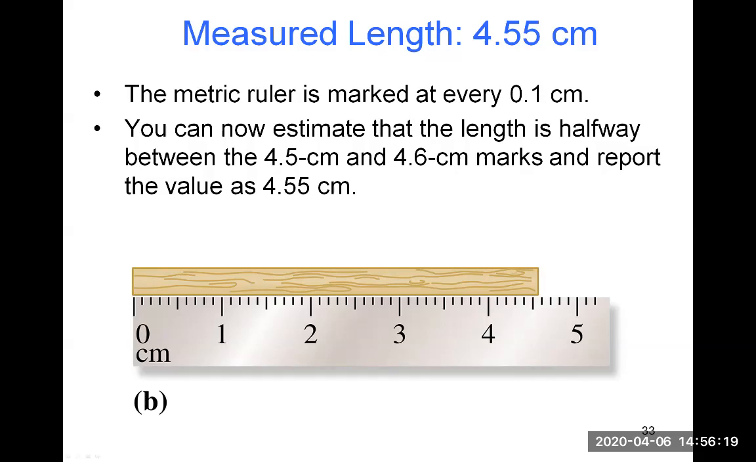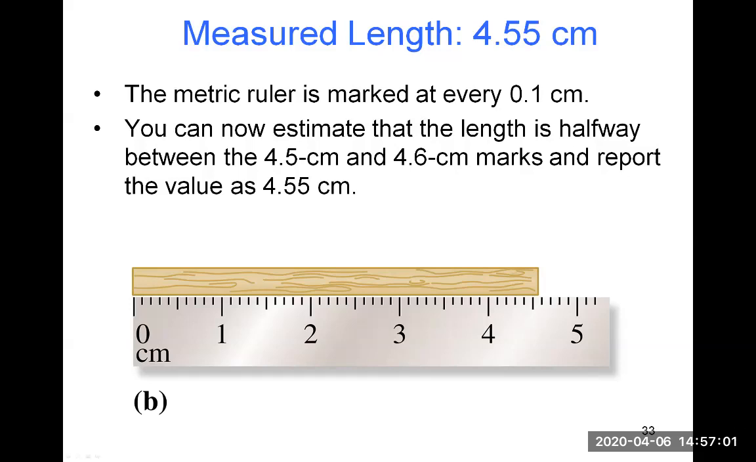So we know for sure it's 4.5, and we know it's not 4.6, it's smaller. So we can write 4.5 for sure. These are known for sure. And now we need to estimate the space between 4.5 and 4.6 and divide that into 10 equal pieces, and then estimate how many pieces we have from the 4.5 to the edge of the object. And here I would say 4.56 or 4.57. Here it's reported as 4.55, which is also okay.